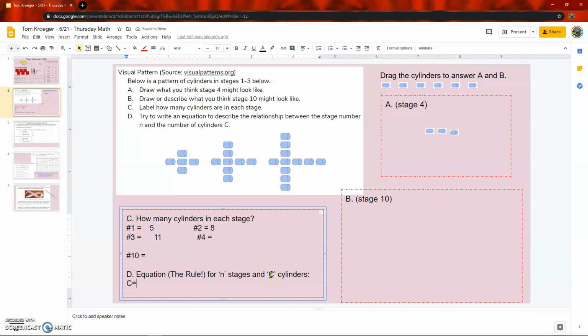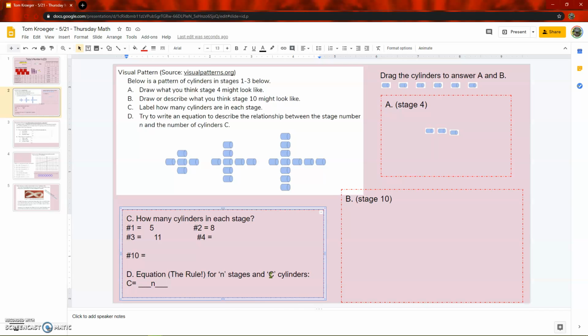And then we would need something to happen to N, the number of stages, whether it's stage 1, stage 2, stage 3, or so on, to get us to the number of cylinders. So we would need something and something else. Maybe a plus, minus, multiply, divide, something in there that has to happen to the N, the number of the stage, to get us to the number of cylinders. And it would have to work for all stages, not just one of them, but all of the stages. So that pattern would have to work for all of them.